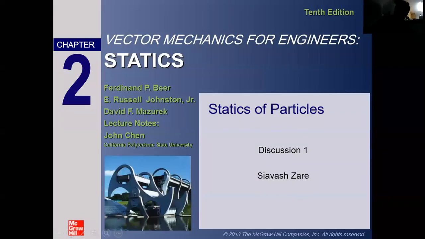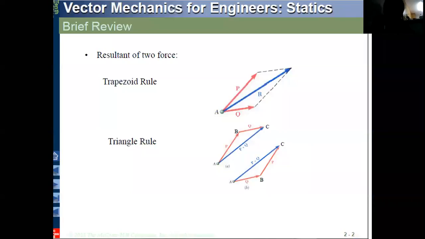Hello, everyone. Today we are going to discuss a couple of examples about vectors and the decomposition of vectors. A vector is a quantity that has both magnitude and direction, and it also follows the rule of addition for vectors. You can represent the resultant of two vectors by two rules.